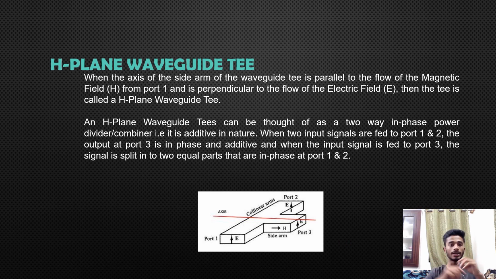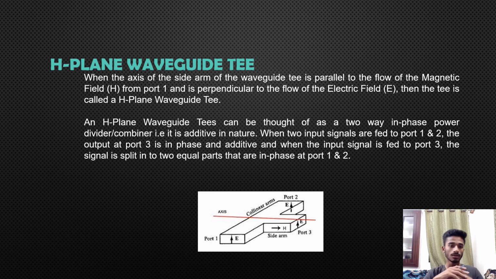So let's learn about H-plane waveguide T. When the axis of the side arm of the waveguide T is parallel to the flow of the magnetic field from port 1 and perpendicular to the flow of the electric field, then the T is called H-plane waveguide T. Okay, so just look at the diagram when I'm explaining things, and you guys will relate it.